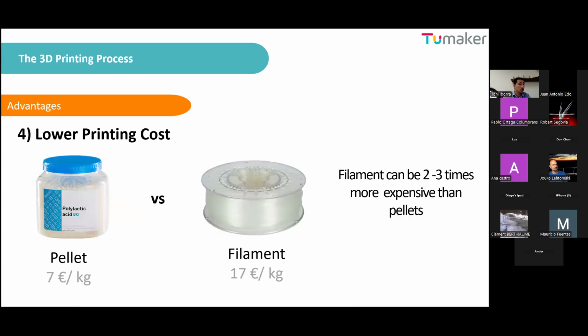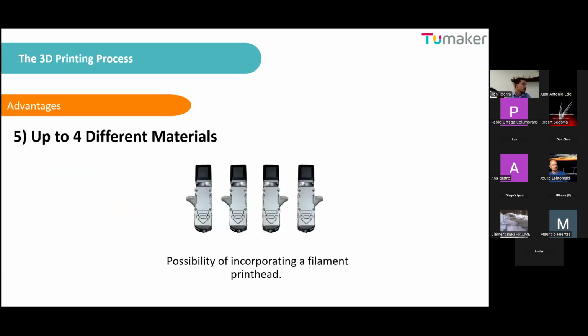Another advantage is the reduced printing cost, especially if you want to work with standard polymers. This is because filament is typically 2, 3, even 4 times more expensive than the pellets. And this, of course, makes sense because the feedstock typically used for filament production are the pellets. So if we are using pellets instead of filament, we are reducing the printing cost. And this makes sense if your goal is to print big volumes of 3D printed structures.